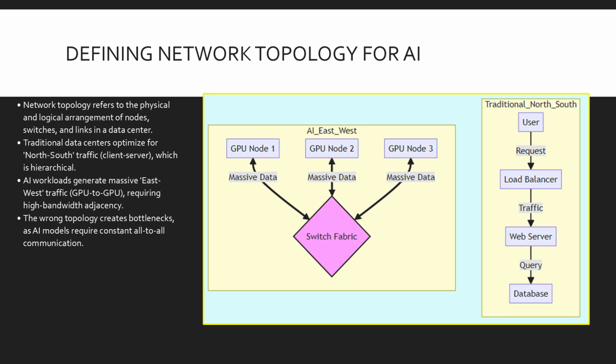Start by defining network topology. Simply put, it is the roadmap of your data center: how switches, cables, and servers connect. In traditional environments, we optimized for north-south traffic, like a user accessing a web page. However, AI is fundamentally different.